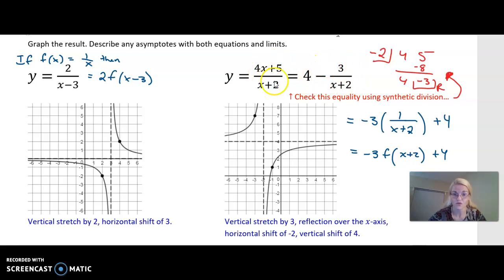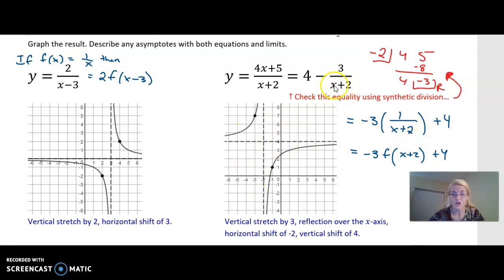Now, what's the advantage of rewriting it like this? Well, if I swap the order of those terms, I've got negative 3 times 1 over x plus 2, and then plus 4. That looks a whole lot like negative 3 times my reciprocal function being shifted to the left this time by 2, and then plus 4. So again, what am I doing? I am vertically stretching it by 3 and I'm flipping it over the x-axis, hence the negative. I'm shifting it to the left 2 and I'm shifting it up 4.